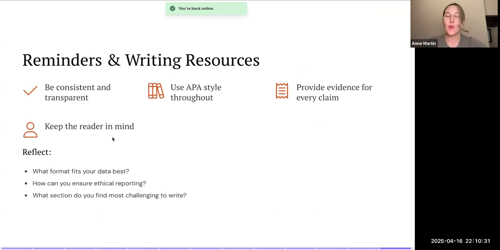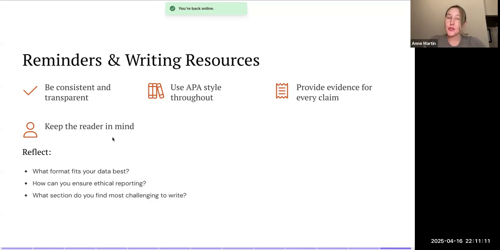So some reminders when you are reading and writing an APA manuscript. Consistent transparency, so being very clear about what you did, again, keeping in your own voice, not elaborating, not exaggerating results, using APA style throughout, providing evidence for claims. This is after you've carried out the research and you are making your argument and presenting it, that you provide evidence for those claims that you're making, and keep the reader in mind. So some things to think about as you are reflecting on writing, thinking about the format that could fit.